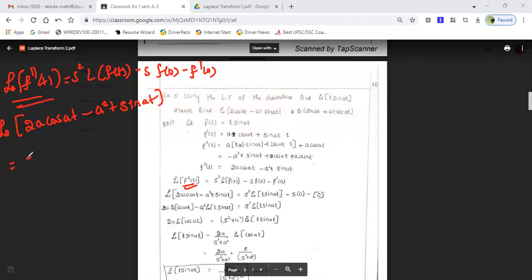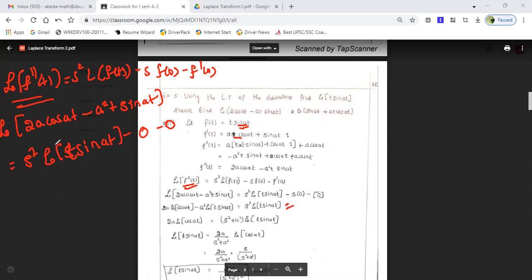It is equal to s square into L of f of t. It is t into sin at, minus what is f of 0? If I put 0 here, since t is there, sin 0 is 0. This term is 0. And what about f dash of 0? F dash of 0, you can see this term is containing t into cos, and this is sin 0. So t is 0 means this term is 0, this term is 0. The whole term will be 0. So what is the right hand side? Only s square L of t into sin at. So this term we will get. Okay.